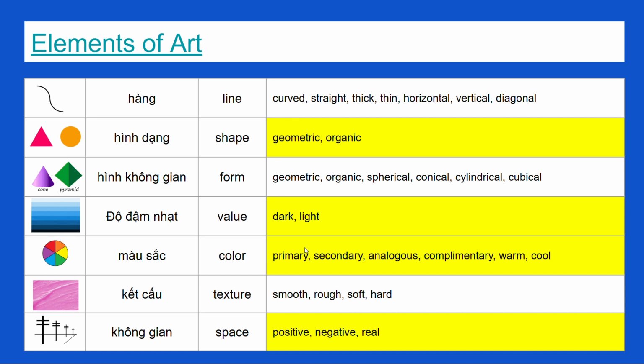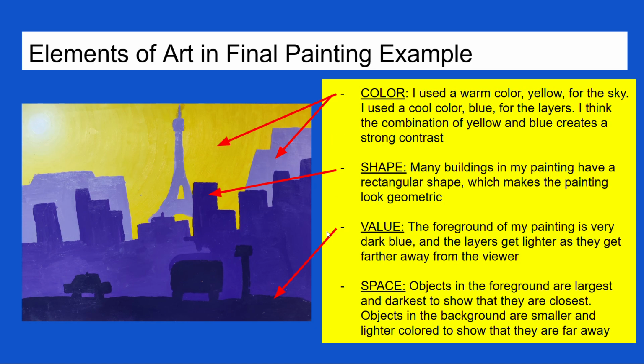These are the elements of art. I have this slide here with some key terms associated with each. I still have the Vietnamese translations on here, so just ignore that. Your slide should look something like this. You'll have a picture of your final painting over on the left with arrows pointing out where these elements are evident in your work. Please be specific, like I said.